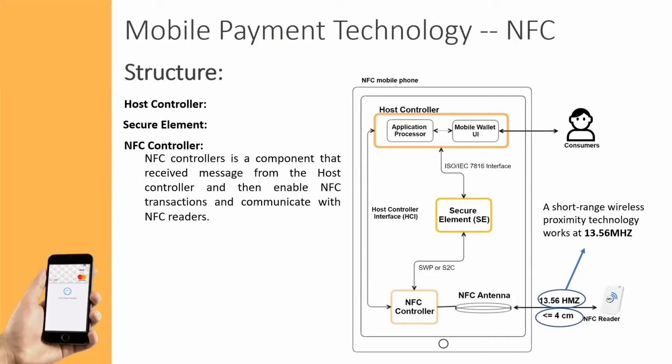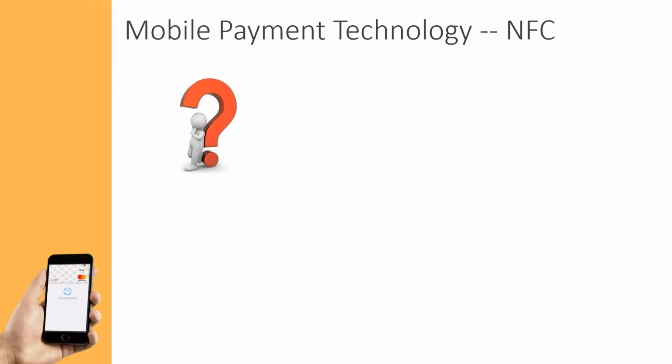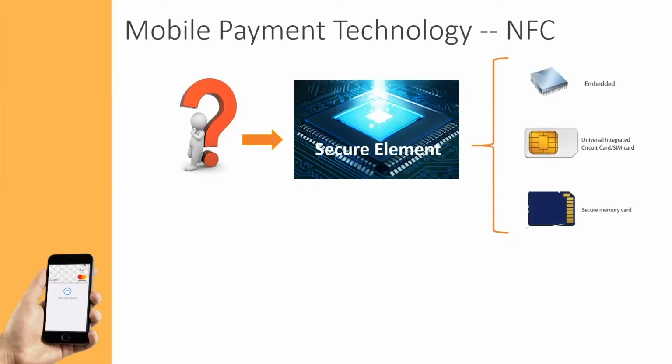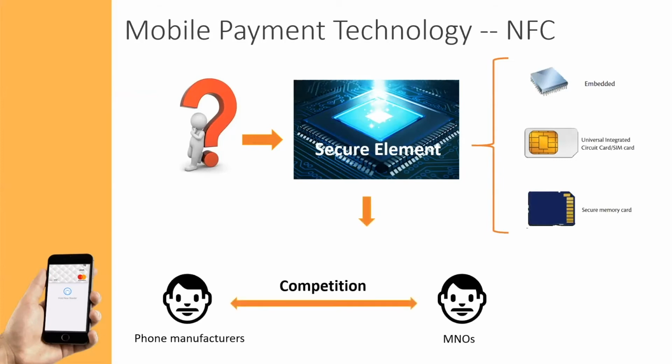communicates with NFC readers. So after talking about lots of NFC technology, why has it developed so slowly? Because it was developed in 2002, and just in recent years, it has developed a lot. Why did that happen? The main reason is that to achieve NFC mobile payment, the mobile phone must contain secure elements. However, the SE can be built into the mobile phone or be a removable component such as a SIM card, which makes competition between MNOs and mobile phone manufacturers.